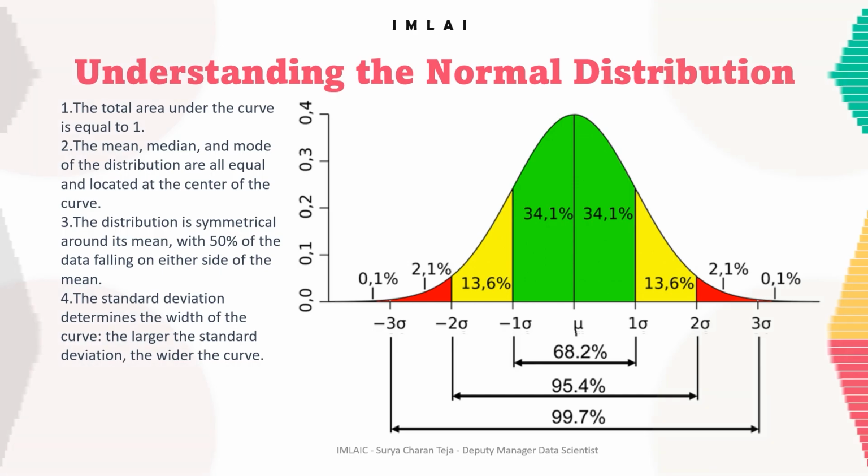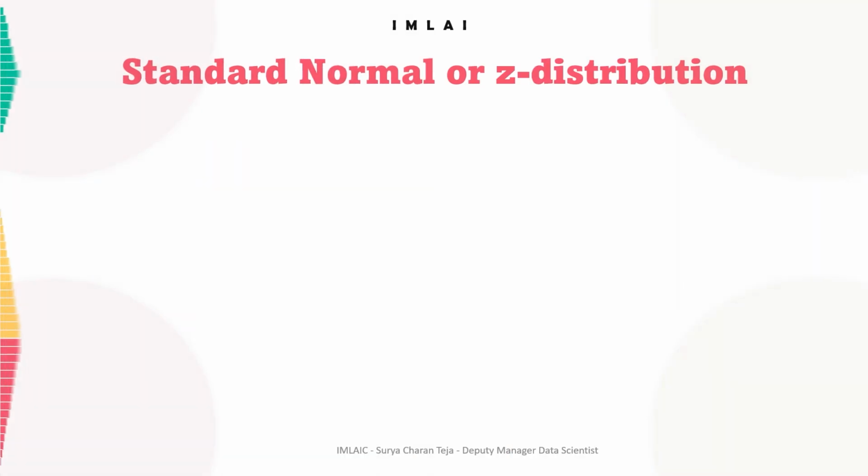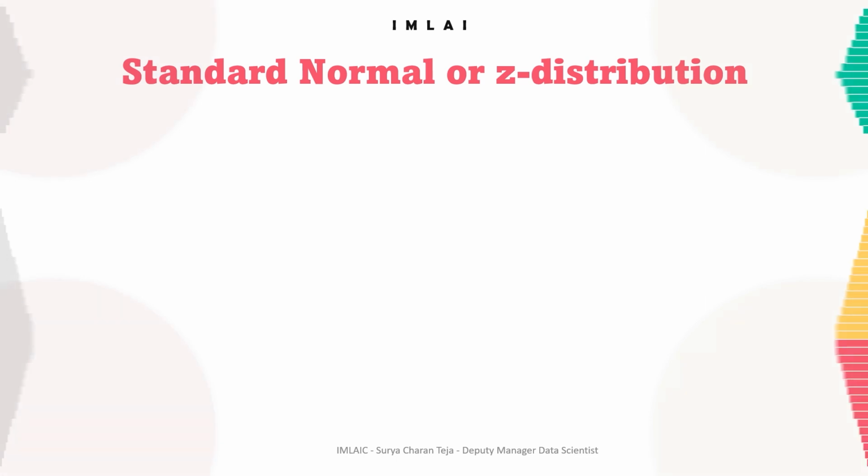Now let's look into the special type of normal distribution. What is that special? Let's see. It's called the standard normal or Z distribution. A standard normal distribution is one in which the units on the x-axis are expressed in terms of standard deviations away from the mean.